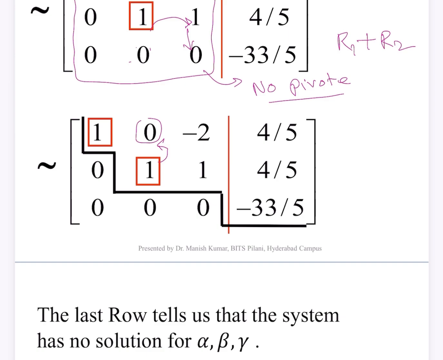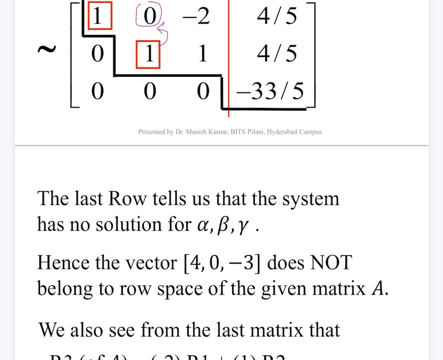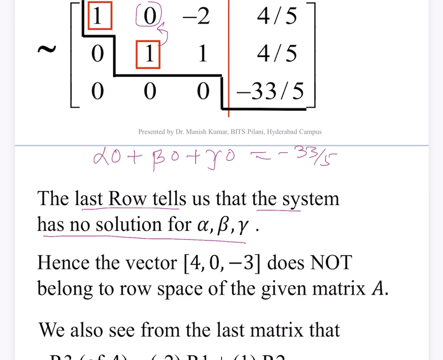Okay, so now in this case the last row tells us that the system has no solution for alpha, beta, gamma. You can also see from the last equation, alpha times 0 plus beta times 0 plus gamma times 0 is equal to minus 33 by 5. It means 0 is equal to minus 33 by 5, which is an absurd result, right? Which is not true at all. Therefore, the system has no solution.